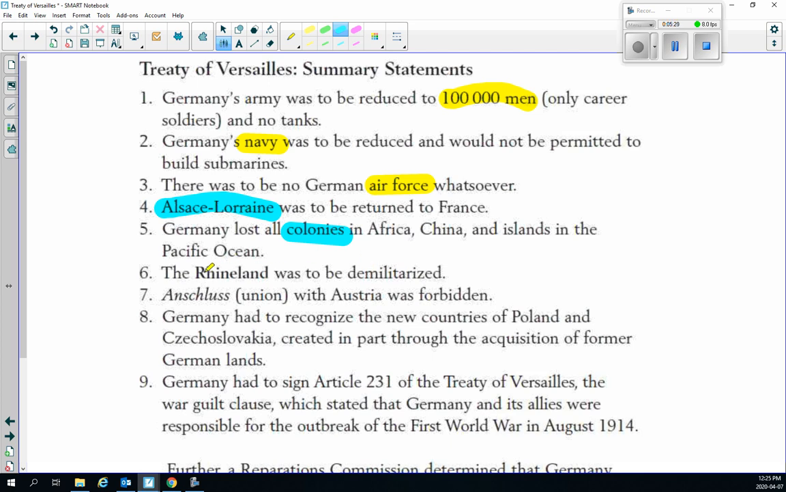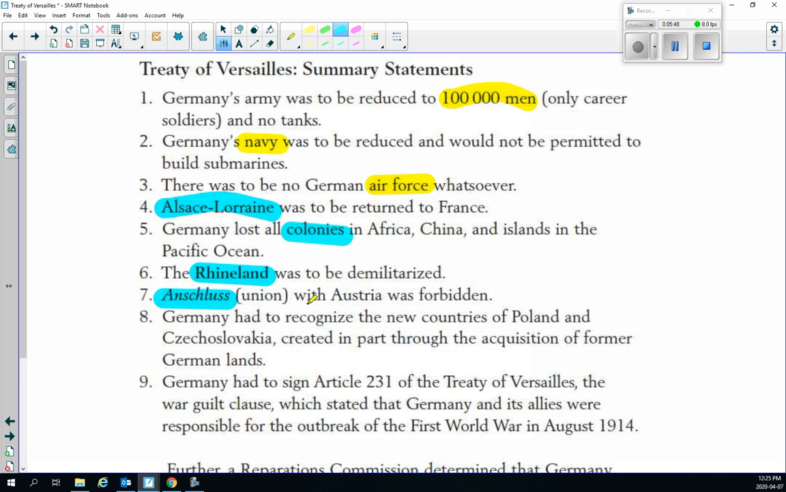The Rhineland was demilitarized. I'll talk about that in a minute and show it to you on a map. They are forbidden to unify with Austria. The thinking being that they're very similar people, culture, and so on. So unification would make sense between Germany and Austria.